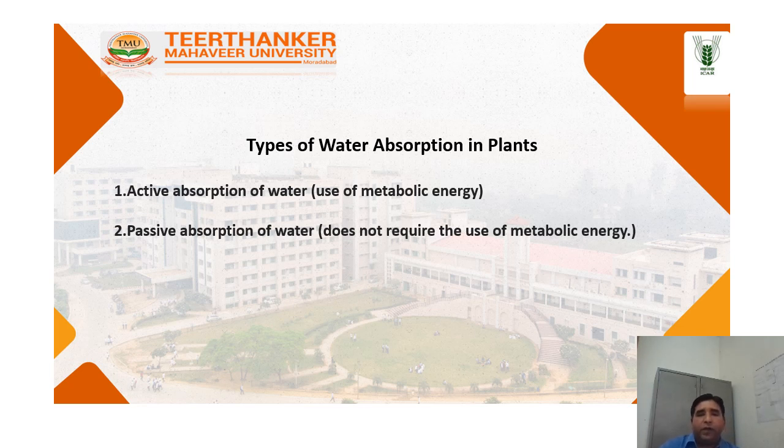There are two types of water absorption in plants. One is known as active absorption, where metabolic energy is used. Another is passive absorption, which does not require metabolic energy. As we can see, in the presence of a diffusion gradient, diffusion takes place spontaneously and does not require any type of metabolic energy. Osmosis also does not require any type of metabolic energy because it happens due to the difference in concentration on either side of the semi-permeable membrane.